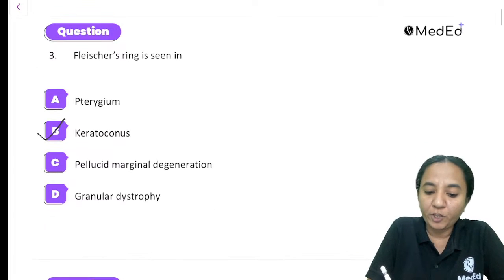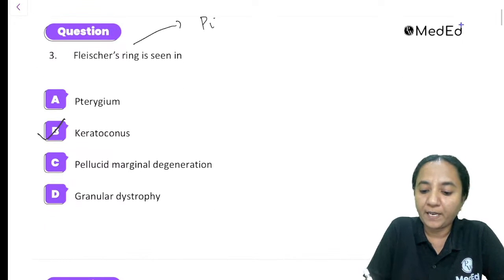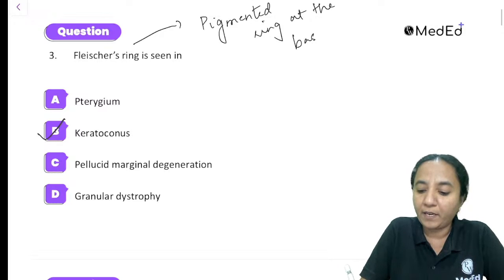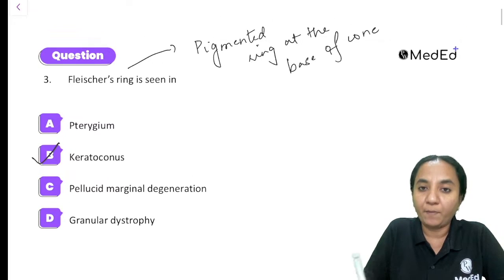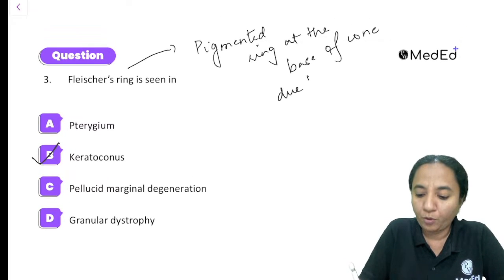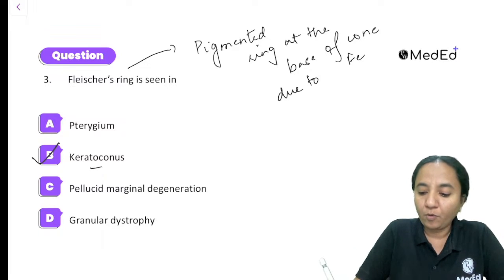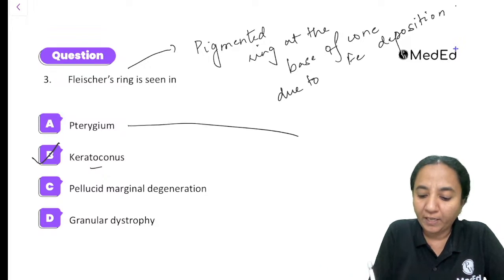What is Fleischer's ring? It is a pigmented ring at the base of the cone, due to iron deposition. So why do we get this Fleischer's ring? This is a pigmented ring at the base of the cone due to deposition of iron, and that is seen in keratoconus.